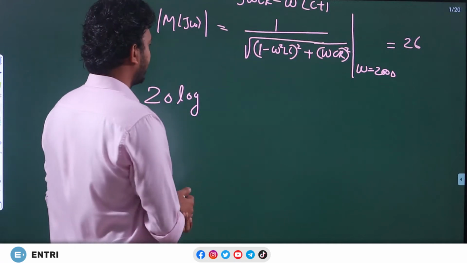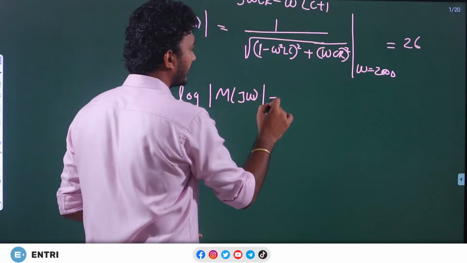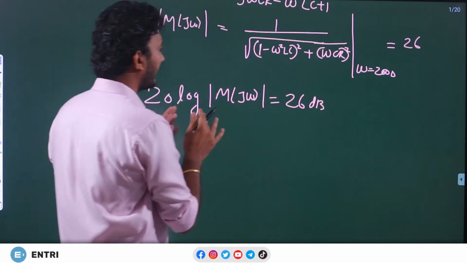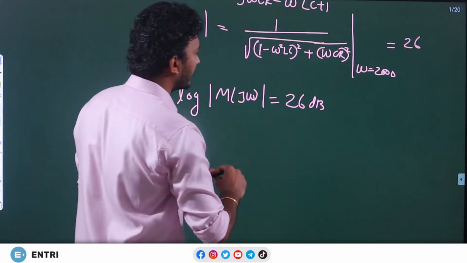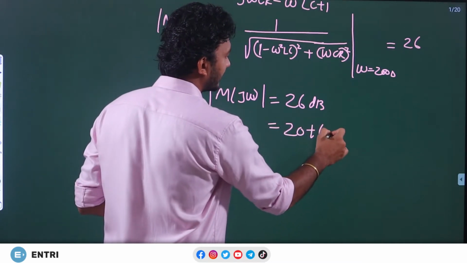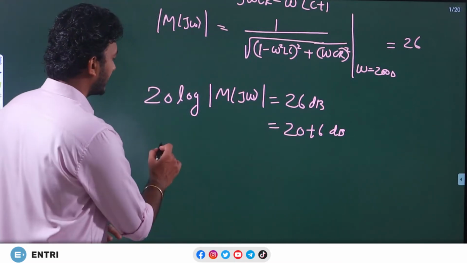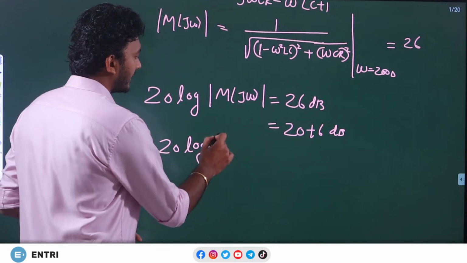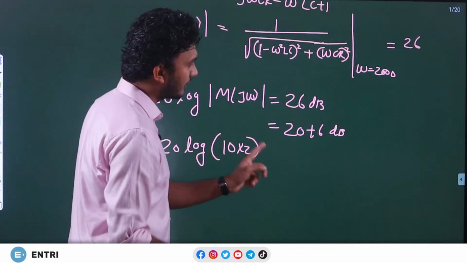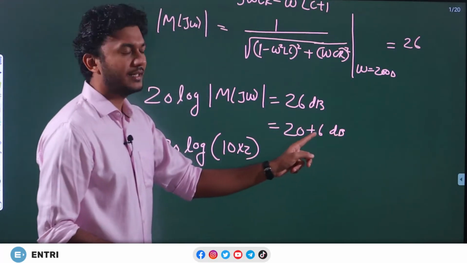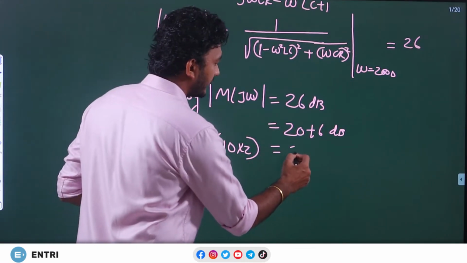So, we have seen questions like that. So, 20 log of your magnitude is your 26 dB. So, what should be M of j omega, the magnitude? Either you can use your virtual calculator, or we know that this is 20 plus 6 dB. So, I need a 20 log 10 and a 20 log 2. So, this is 20 log of 10 into 2, I can write. So, 20 log 10 plus 20 log 2 is 20 dB plus 6 dB. So, that is your 26 dB.